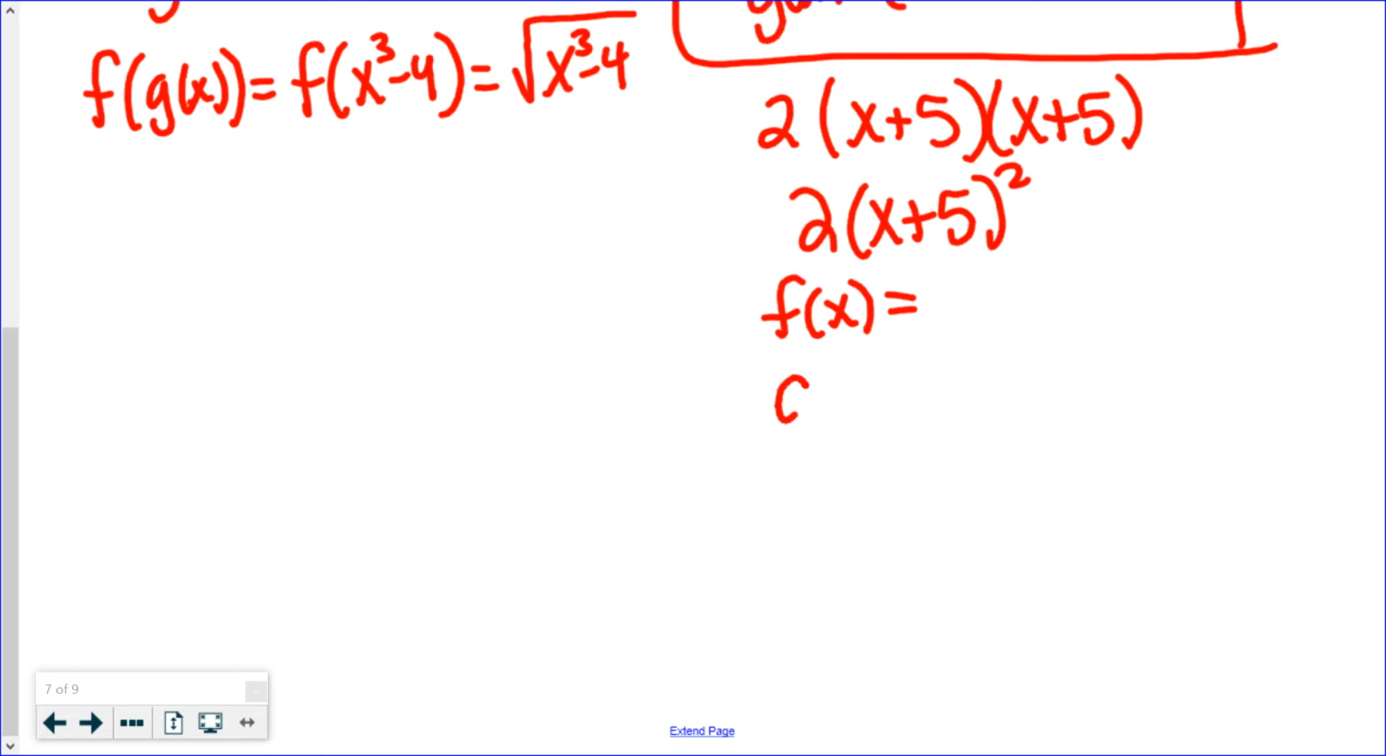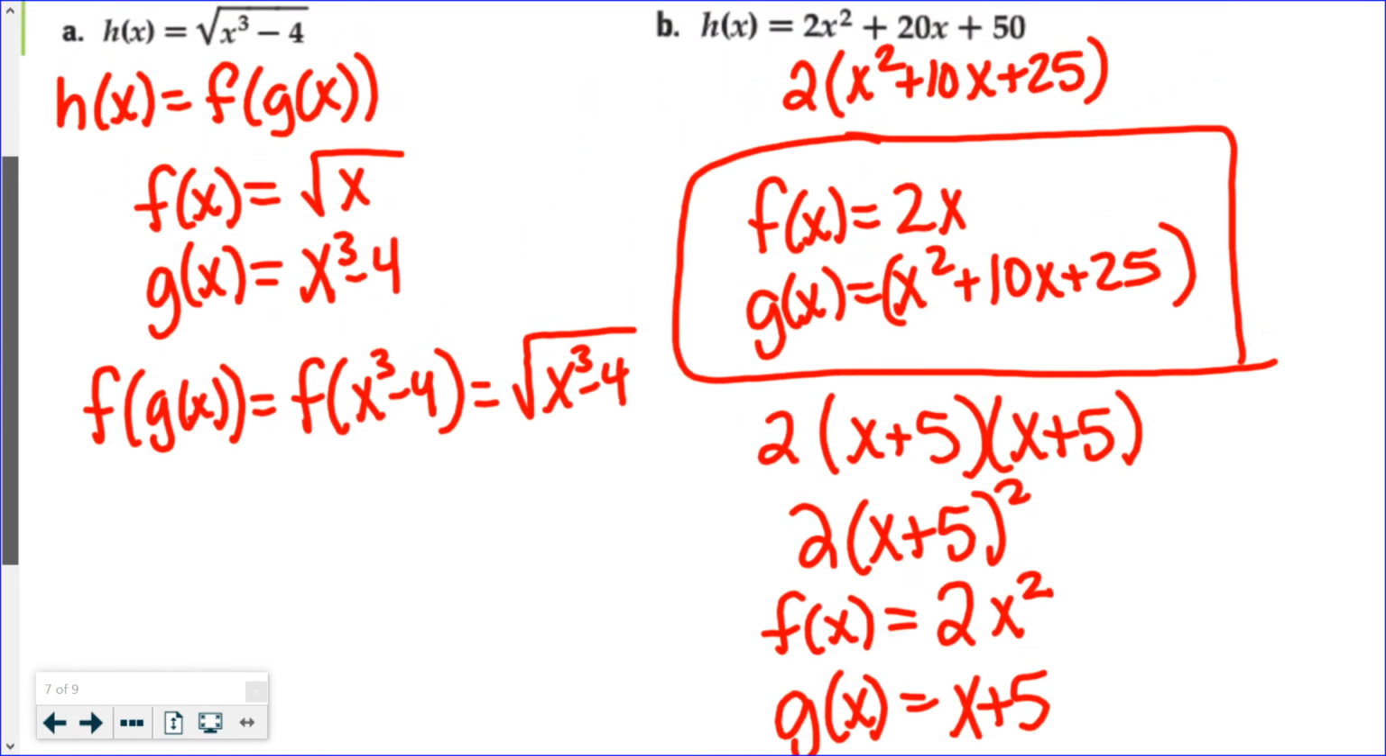So if we look at this one, this would be 2 times, I'm going to call that guy x squared. And then what am I plugging in for x then? x plus 5. So this is 2 different ways. Is one more right than the other? Absolutely not. Either of them will work, whichever one works for you. Whichever one you can see better, that's the one you want to go with.